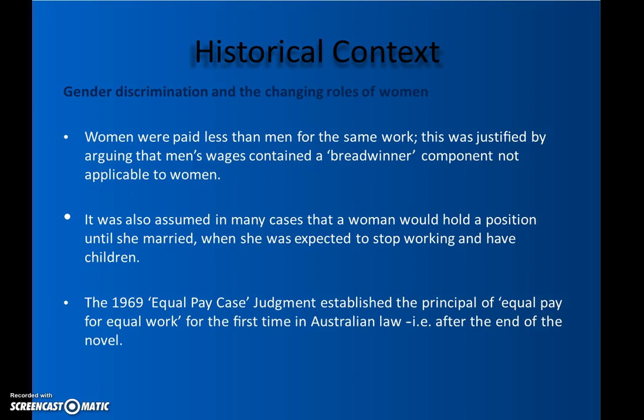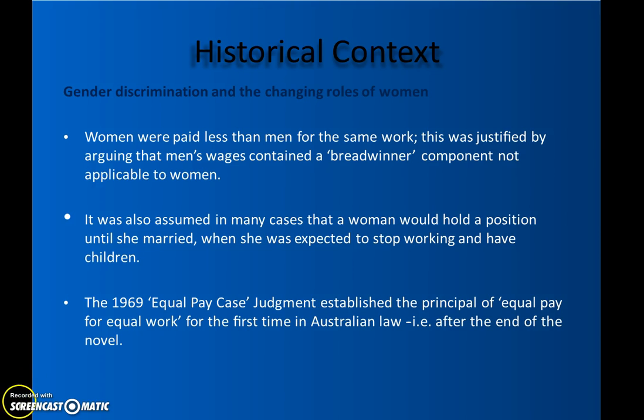And gender discrimination and the changing roles of women. We can particularly see this through the development of Rose. It's really interesting to see her character go from working in a call centre to going on a date to having a relationship with a man who she's not married to, which was, of course, very scandalous. Once women were married, they were expected to stop working and to have children, and that was the end of that. In 1969, there was a judgment passed, which meant that there was equal pay for equal work.